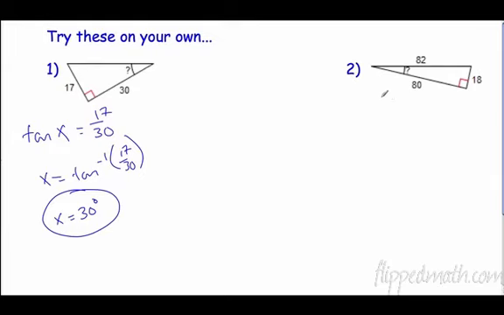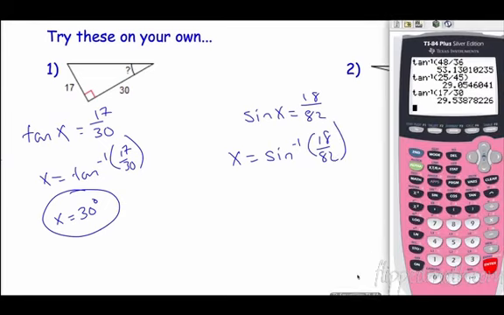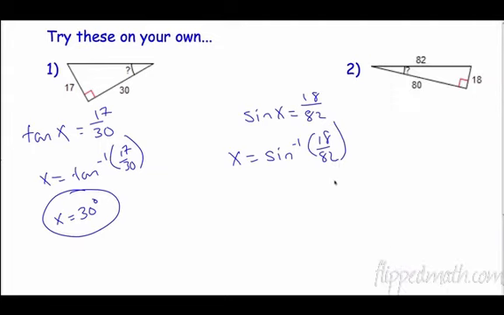Over here we can use any of them. Let's use, we haven't used sine in a while. So sine is opposite over hypotenuse. So sine x equals 18 over 82. So x equals inverse sine of 18 over 82. See what we get? 12.6, which is 13. So x is 13 degrees.